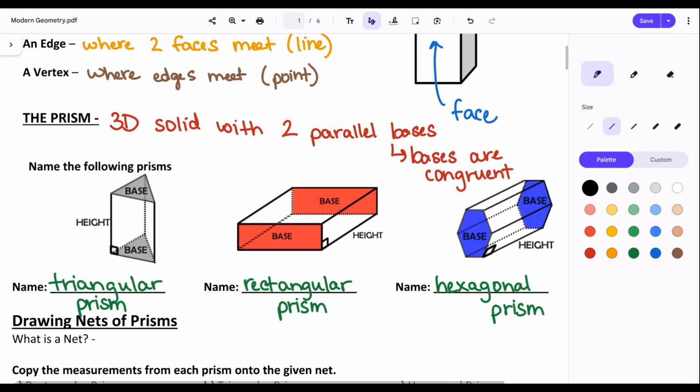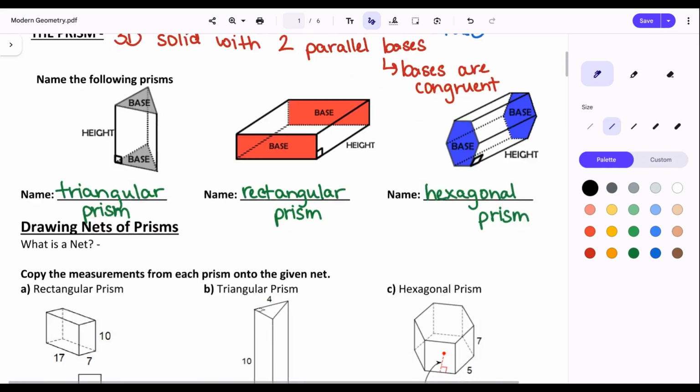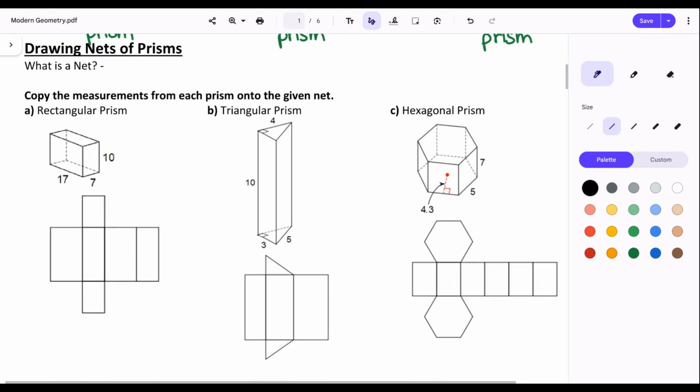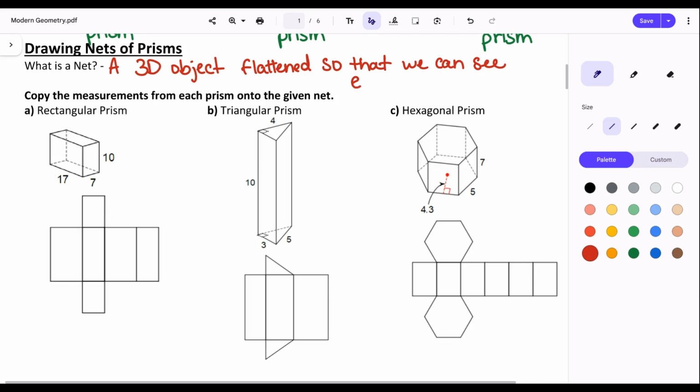All right, now that you know how to name these shapes, we're going to talk about something called a net and how we draw nets. What a net is, it's a 3D object flattened so that we can see every face.